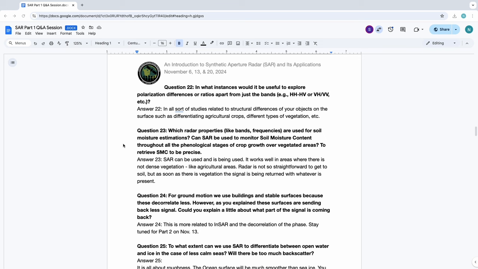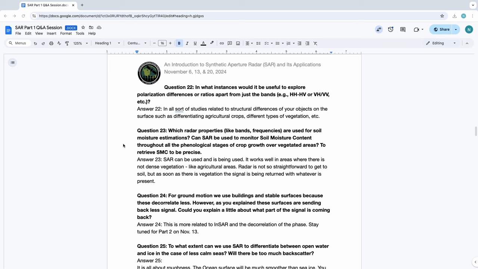Question 23, which radar properties like frequencies, bands are used for soil moisture estimations? Can SAR be used to estimate soil moisture content through all the phenological stages of crop growth over vegetated areas, to retrieve soil moisture content, to be precise? Okay, great question. SAR can be used and is being used to estimate soil moisture.